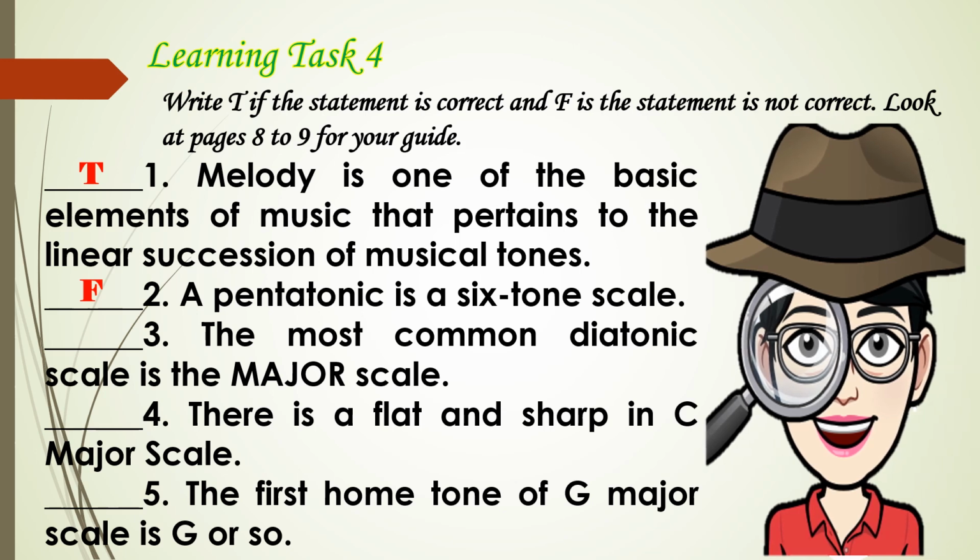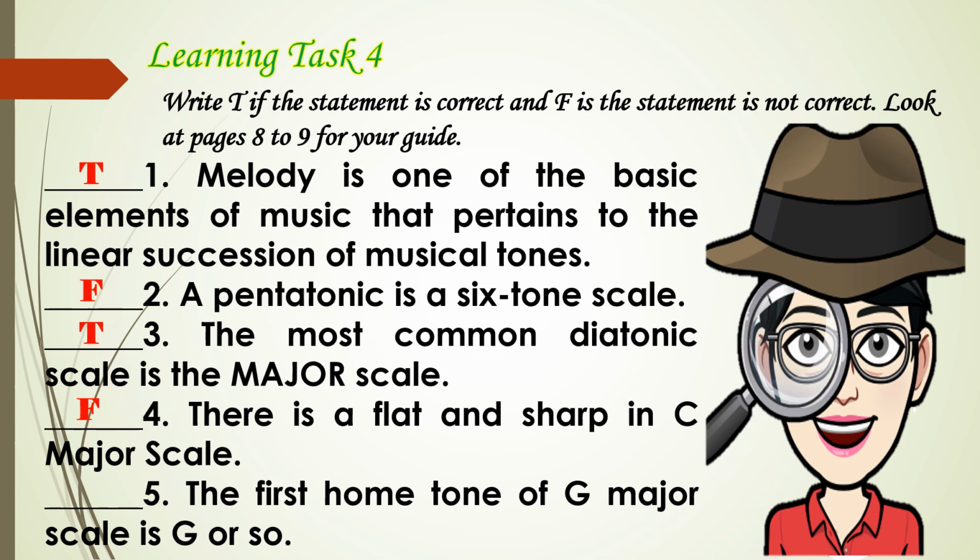Number 3. The most common diatonic scale is the major scale. And the answer is letter T. You're a genius. Number 4. There is a flat and sharp in C major scale. And the answer is letter F. It's false because in the C major scale, there are no flats and no sharps. Fabulous!